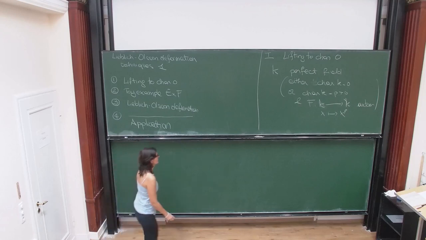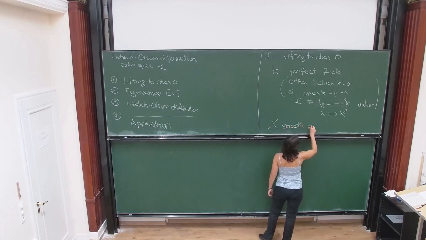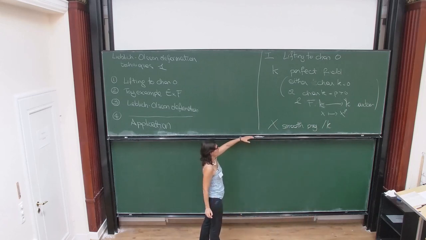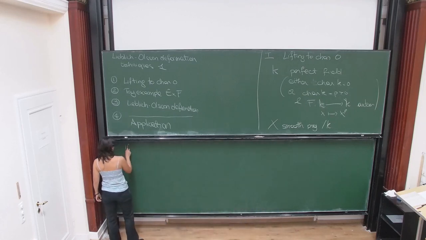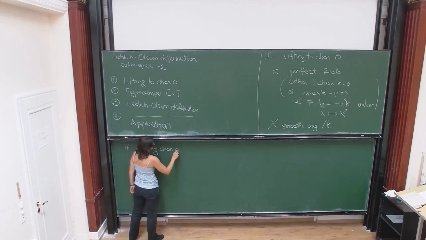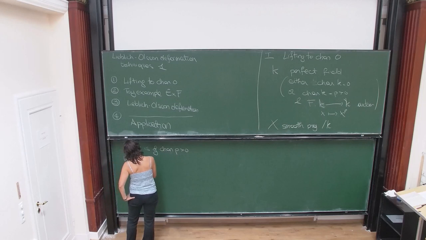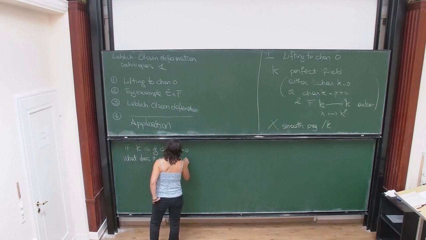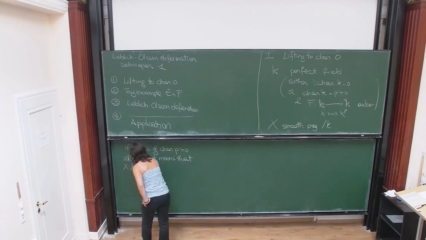So we have K a perfect field, and we have X smooth projective. And what does it mean that we lift? So if K is of characteristic p greater than zero, what does it mean that X lifts to characteristic zero?